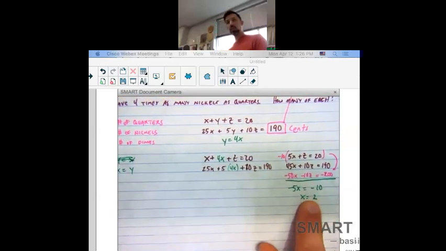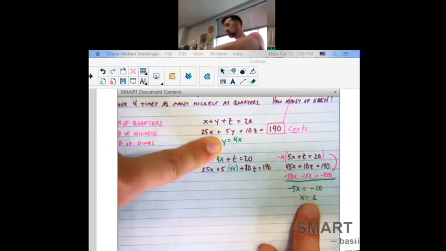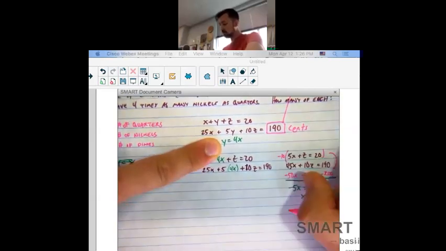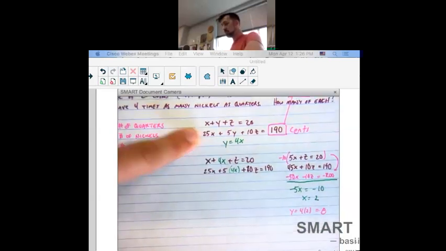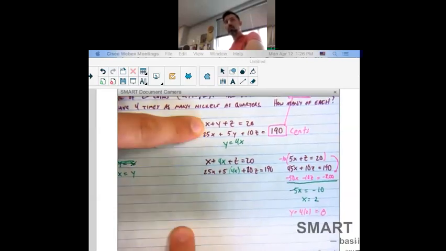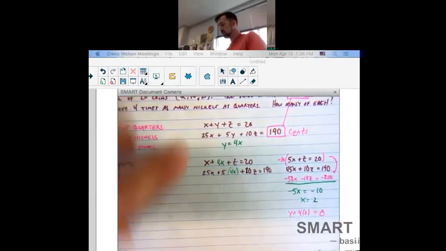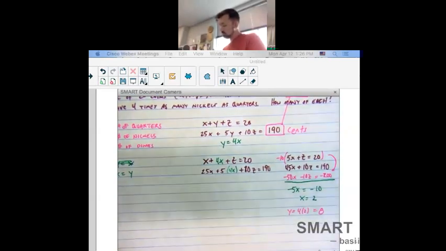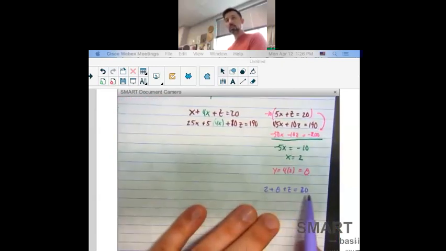But we know what x is. Well, look what, there's y. Y is 4x. I can find that out really easy. Y equals 4 times 2, which is 8. Now I know x, now I know y. Use one of these two equations to find z. We all agree the first one's easiest. 2 plus 8 plus something is 20. Of course, that's 10, so z must be 10 also.